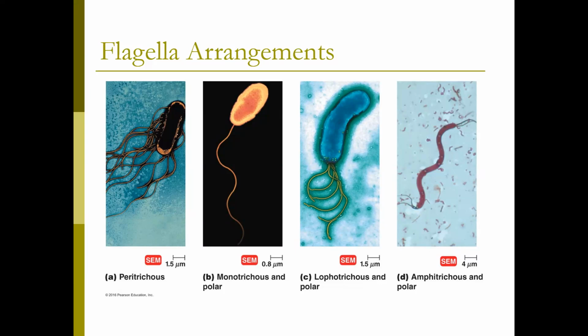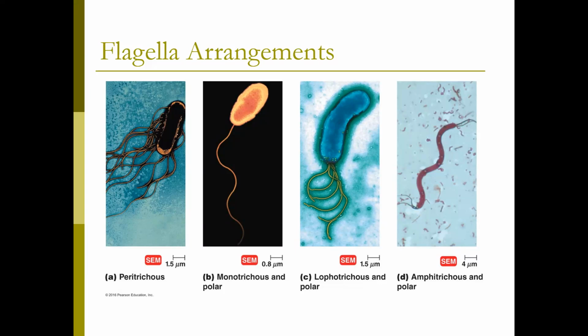So first, we have a peritrichous flagella arrangement, and peritrichous means lots of flagella all over the cell. So as you can see, this bacterial cell has lots and lots of flagella all over the place. It almost looks like it has a whole bunch of long hair streaming off of it, and that's peritrichous. So monotrichous, so mono means one. So this bacterial cell kind of resembles a sperm cell because it just has one single flagellum. So that is monotrichous.